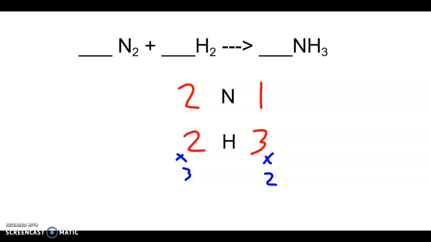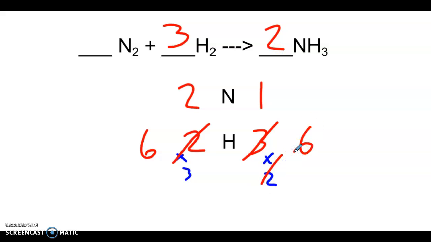So I can put a 3 right here, which is going to give me 6 hydrogens. And then I can put a 2 over here. That'll give me 6 hydrogens on the right. And now hydrogen is balanced. And by putting a 2 next to the NH3, I've also changed nitrogen on the right. And now I have 2 nitrogens right there, and I've kind of inadvertently balanced nitrogen as well.